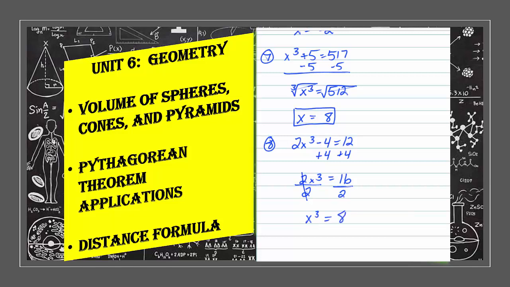So again, we want to take the cubed root. The cubed root of x cubed is simply going to be x. The cubed root of 8, what number multiplied 3 times gives us 8? That is 2.